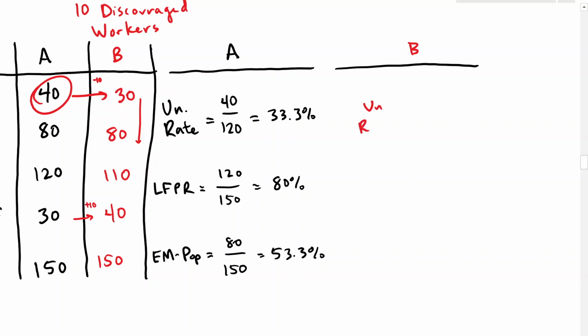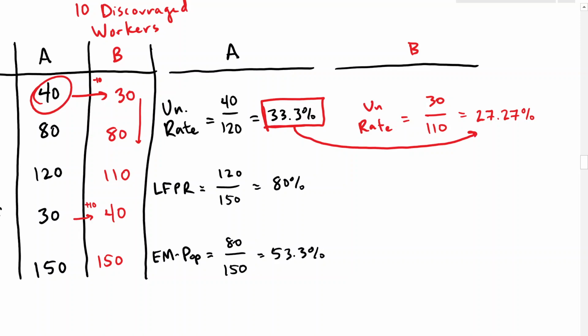So the unemployment rate now becomes 30 divided by 110. And so what do we have here? That becomes 27.27 repeating percent. And so we've moved from 33% unemployment down to 27. So if we're only looking at the unemployment rate, it looks like, wow, the labor market has really improved. The unemployment rate went down by over 6%. What a healthy economy we have.